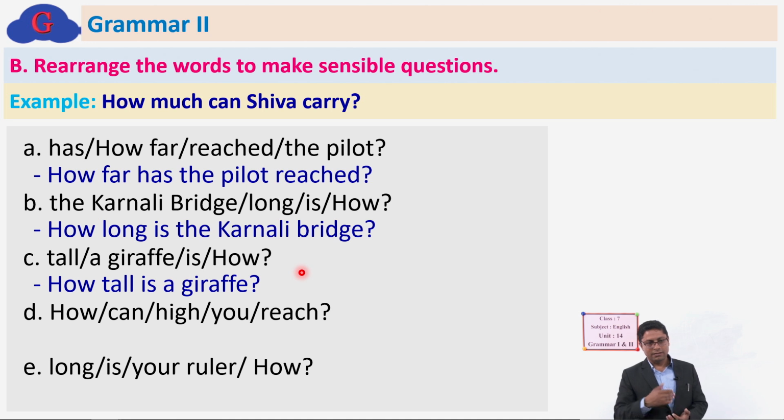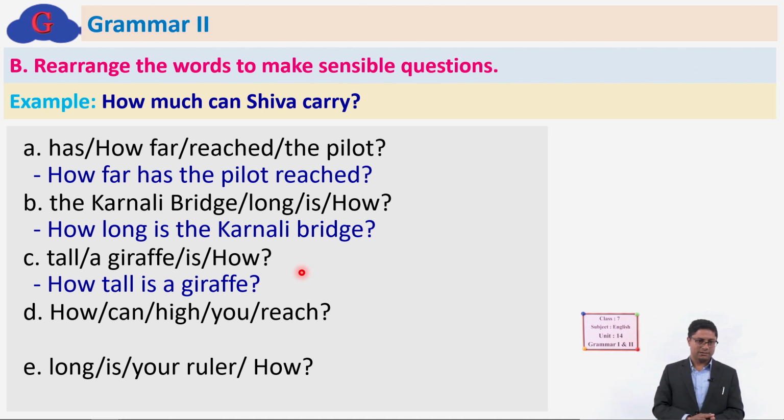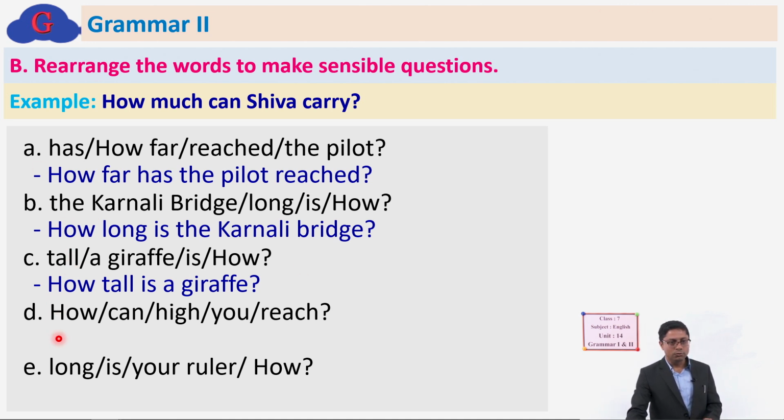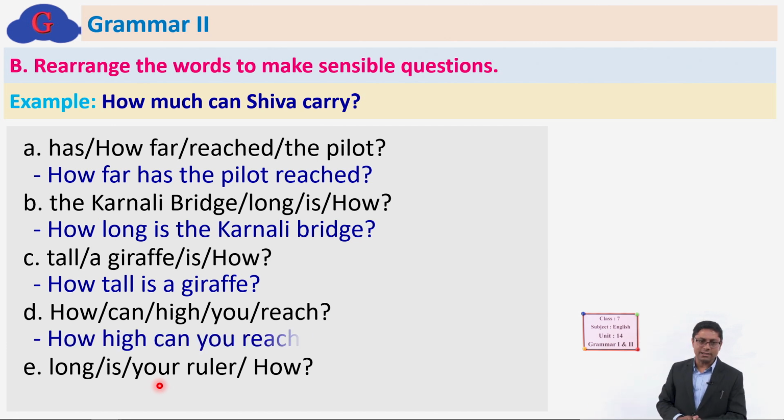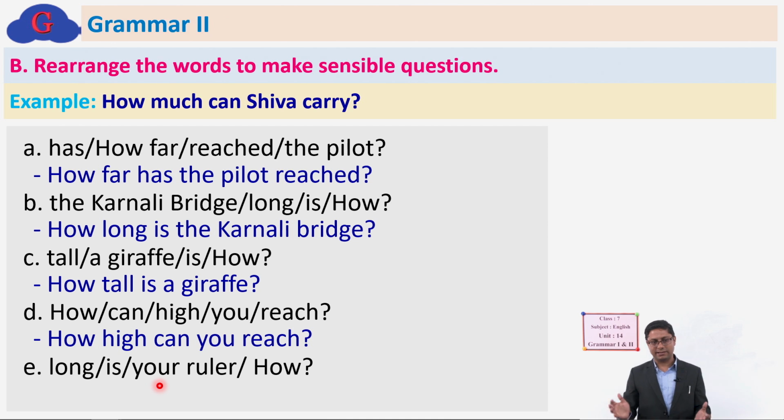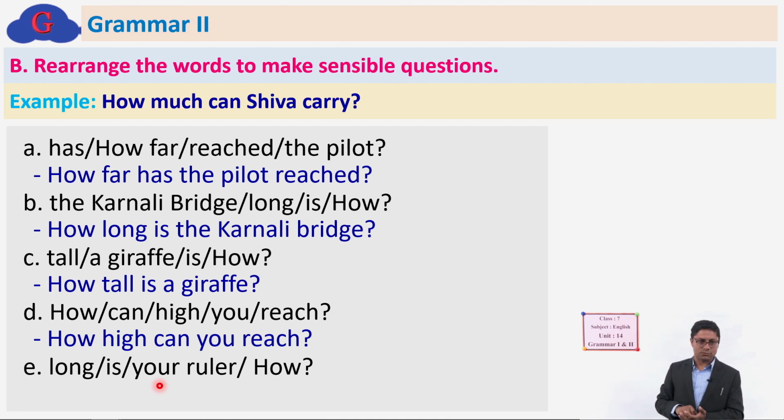Okay. Now let's look at D. There is how, then we have can, then high, then you, then reach. Using these words, we need to make a sensible question. Okay. So we are going to ask about, yes, height. There is high. So height. So we start the question with, okay, we start with how high. How high can you reach? Got it? Now see the next one.